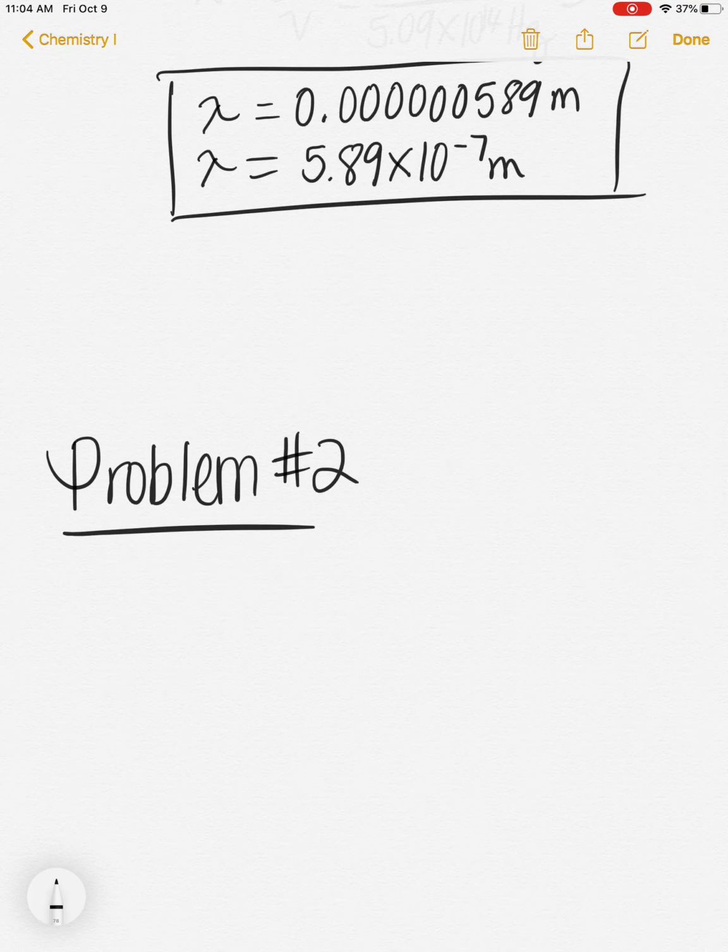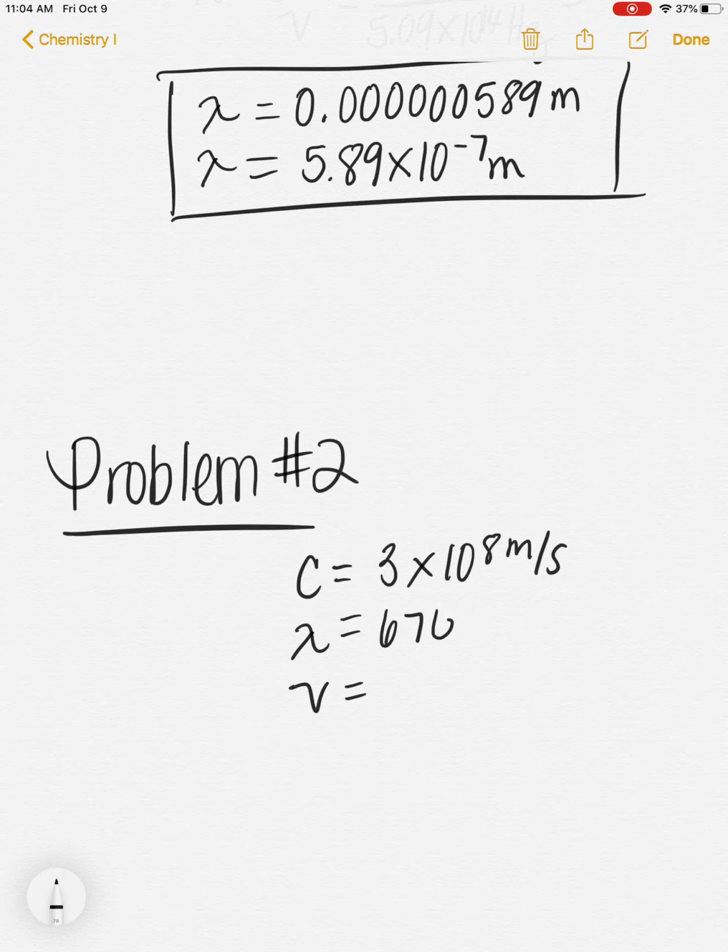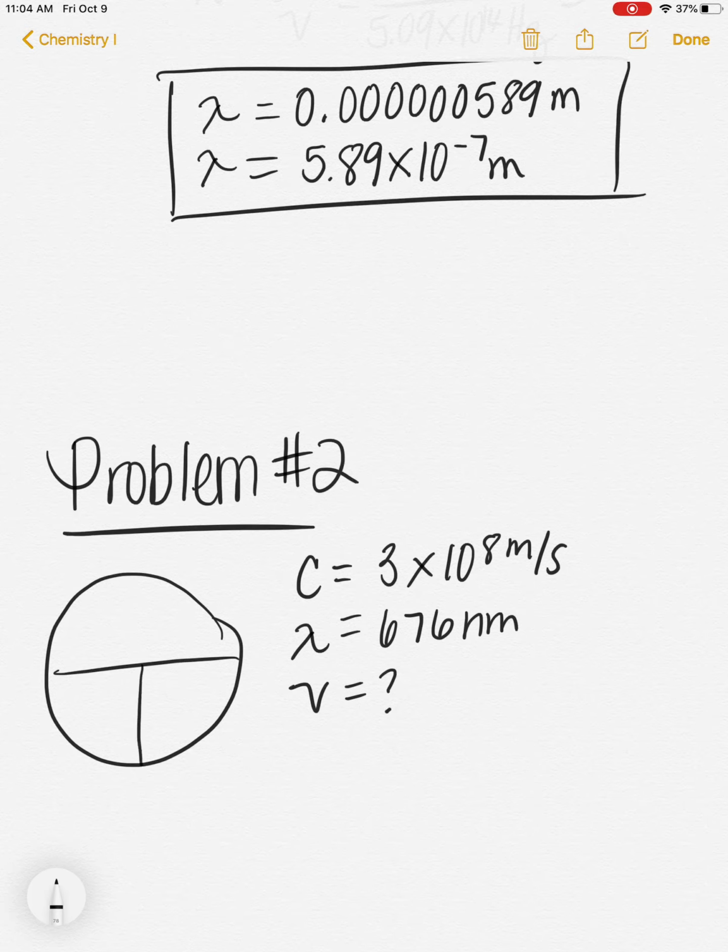Problem number 2 says, what is the frequency of a red laser that has a wavelength of 676 nanometers? All right, again, c, lambda, and v. c is always 3 times 10 to the 8th meters per second. In this problem, they tell us that the wavelength is 676 nanometers, and we do not know the frequency. All right, I'm going to draw my pie chart again, c, lambda, v.